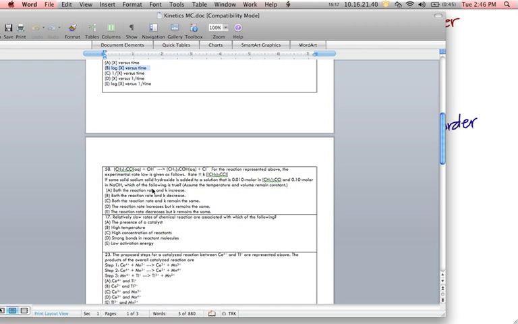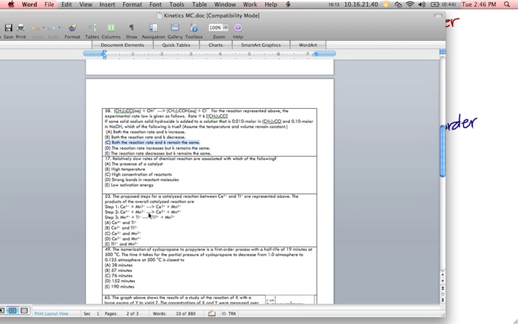Okay, moving on to the next one. 58 says that you have this crazy looking reaction right here with this proposed rate law, and they want to know if solid sodium hydroxide is added to this solution, which of the following is going to be true? Well, we added solid sodium hydroxide, so what is that going to do? Looks like they're looking at rate and they're looking at K. Well, looking at our rate law, you might notice that sodium hydroxide isn't in it. And so that means the concentration of sodium hydroxide is not going to affect our rate, and it's not going to affect K. And the only answer choice that shows that is C.